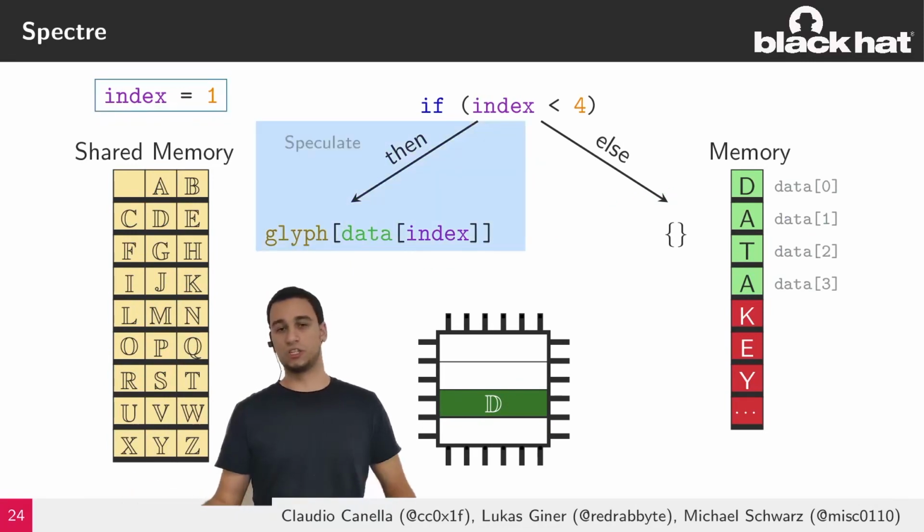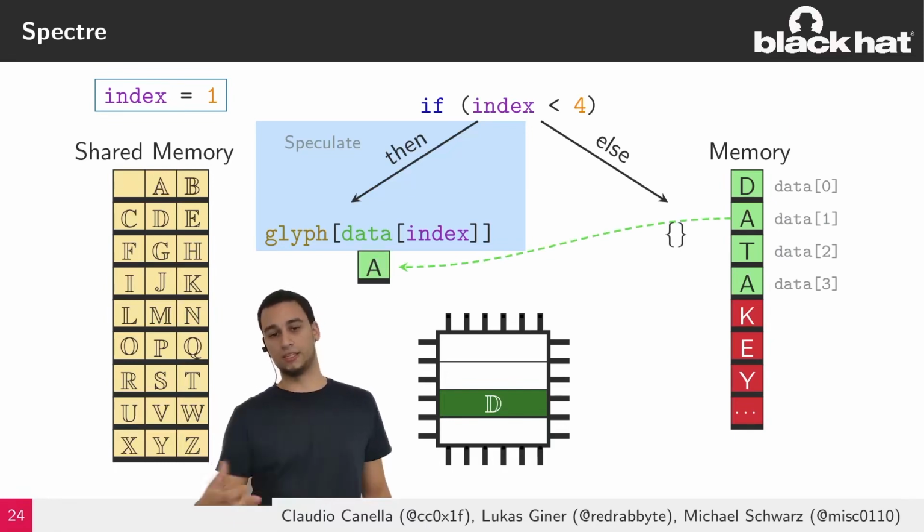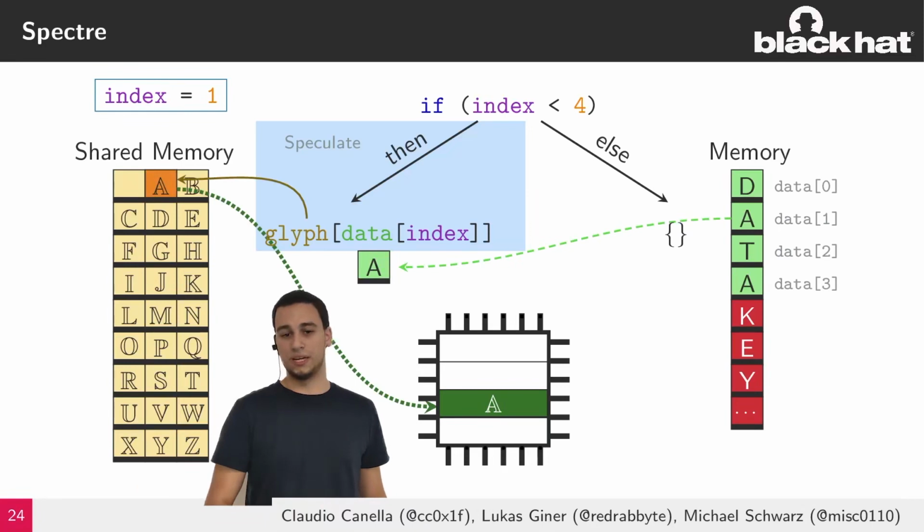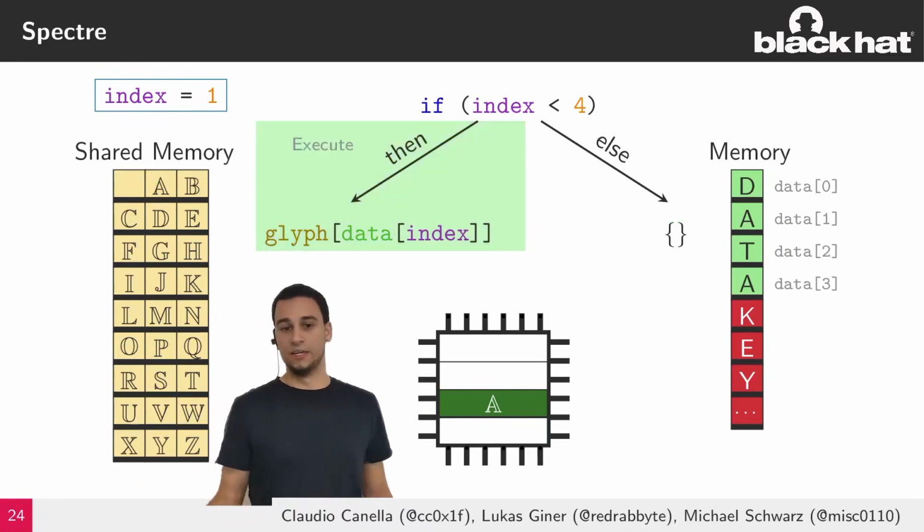In the next execution, we have the next index. 1 is smaller than 4. The CPU is like, oh, it was true before, so let's speculate that it's also true now. It speculates, gets the data from memory, looks it up in this font file, and everything is put in the cache. When it actually executes it, architecturally it says, oh, my prediction was correct. Everything is fine. Nothing has to be undone. Perfect, super fast. And it continues like that for the next index and the next index.